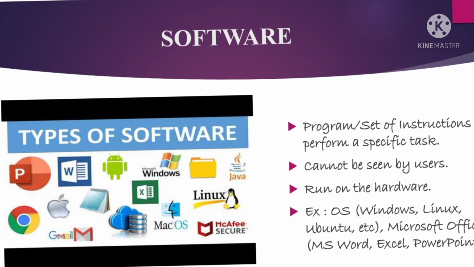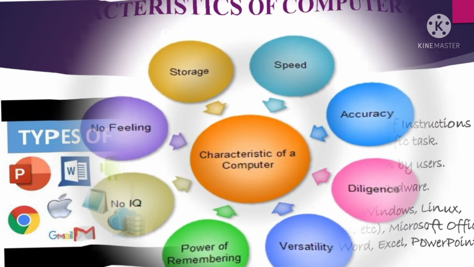And not like hardware, where you can see the object, software cannot be seen by users. And all the software will run on the hardware itself. Certain examples are operating systems like Windows, Linux, Ubuntu, and Microsoft Office like Word, Excel, PowerPoint, etc.